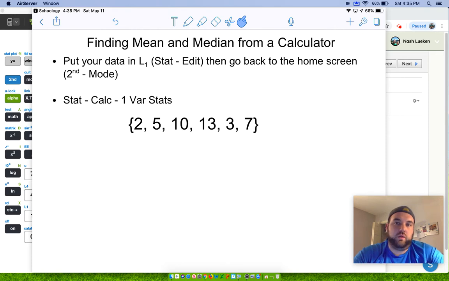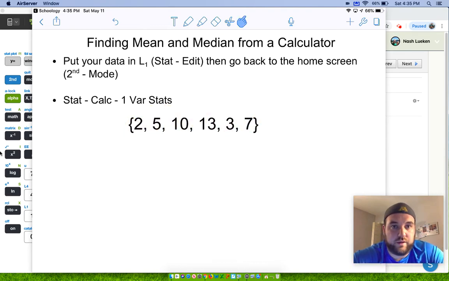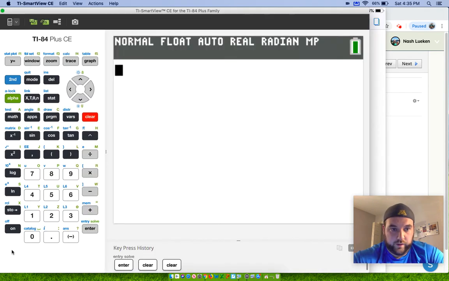And so the calculator will tell you the mean and the median. It will not tell you the mode, so if you're asked what is the mode of a data set, you do have to just visually scan and figure that out. This data set right here actually doesn't have a mode because no number is repeated. So what we're going to do is use the calculator to find the mean and the median quickly.